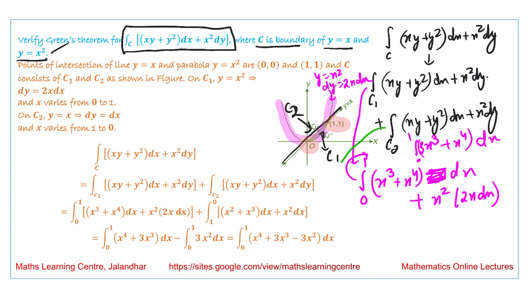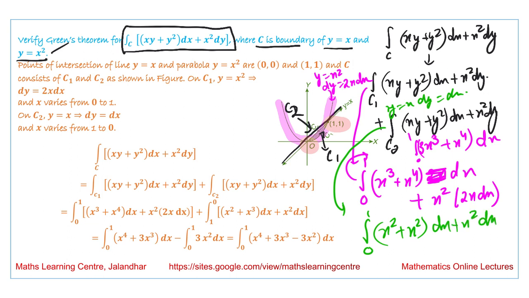And for the curve C2, we have y is equal to x, that is dy is equal to dx. So we write the integration from 0 to 1. The value becomes x square plus x square into dx plus x square into dx. This whole value becomes the integration from 0 to 1 of 3x square dx.